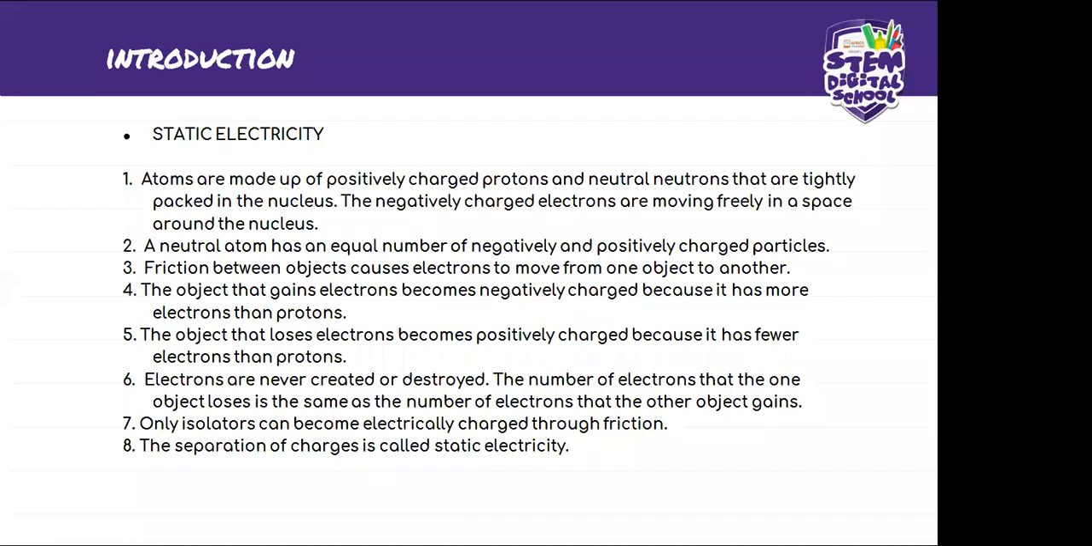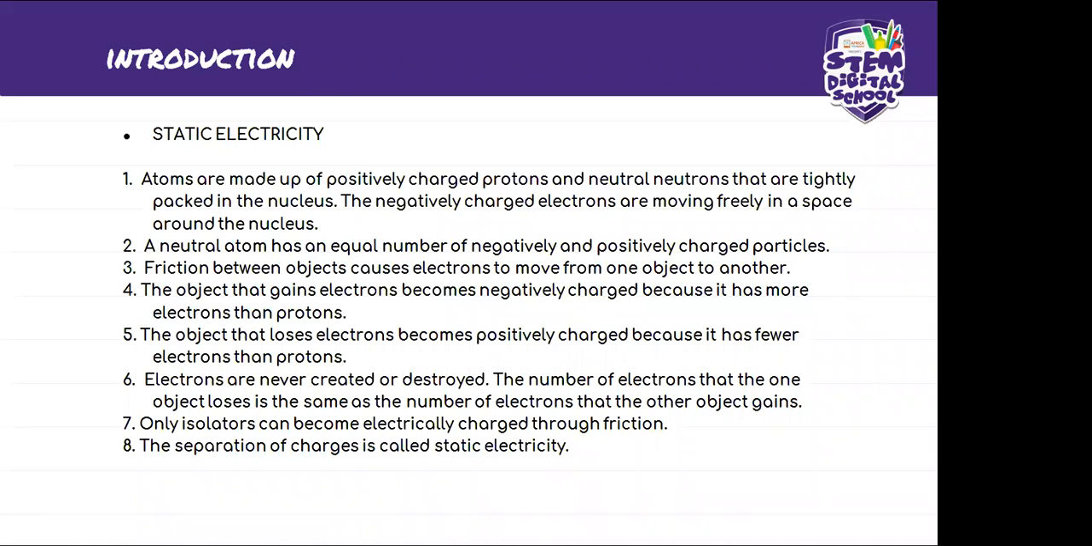All right, now let's look at static electricity. But before we go on, we have to look at the structure of the atom because it plays a very big role here. We are familiar with the structure of the atom from previous grades. Atoms are made up of positively charged protons and neutral neutrons that are tightly packed in the nucleus. The negatively charged electrons are moving freely in a space around the nucleus. We were also told that a neutral atom has an equal number of negatively and positively charged particles.